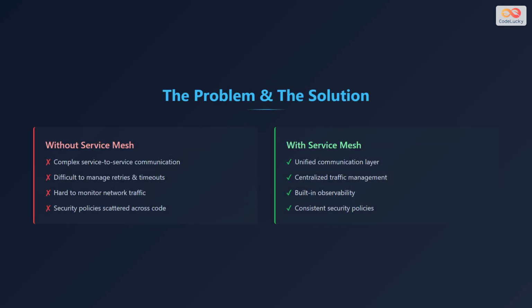When microservices communicate without a service mesh, developers face significant challenges. Services need complex logic to handle retries, timeouts, and error cases. Network traffic becomes difficult to monitor and troubleshoot. Security policies are scattered across different applications, making them hard to maintain consistently. A service mesh solves these problems by providing a unified layer that handles all communication between services. It gives you centralized traffic management, built-in observability, and consistent security policies across your entire system.